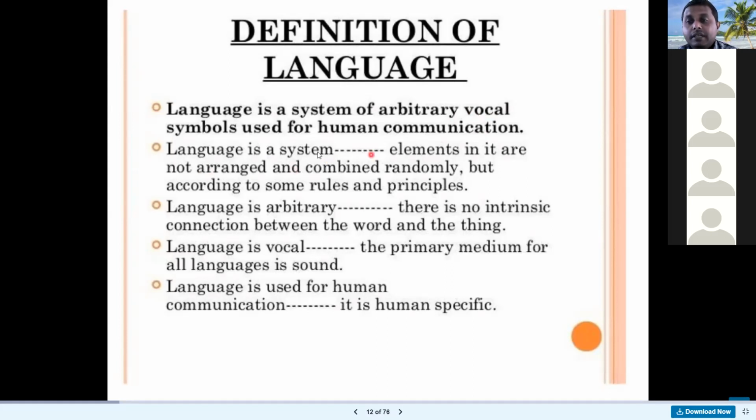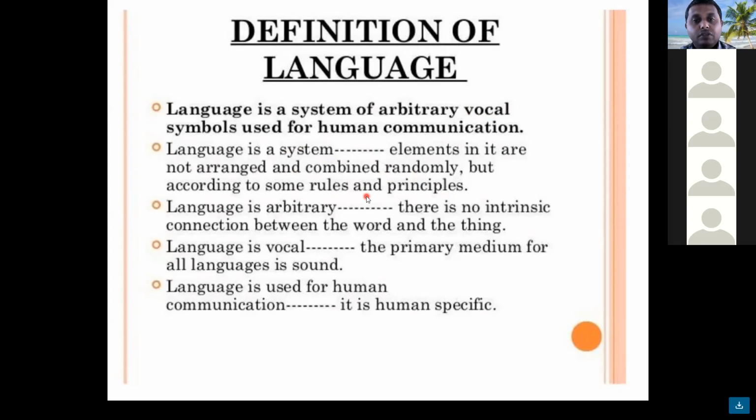Language is a system. Elements in it are not arranged and combined randomly, but according to some rules and principles. Right? So language means a set of rules and principles. We learn a language, means we learn the rules and principles of language. Rules of Marathi tell us what? These are the set of vowels in Marathi. These are the set of consonants in Marathi. Sentence structure in Marathi is fixed. It's a rule, isn't it? Same is the case with English.